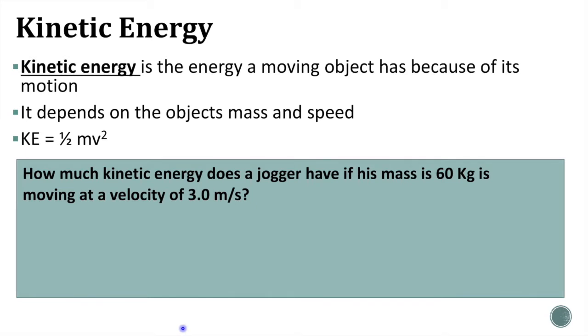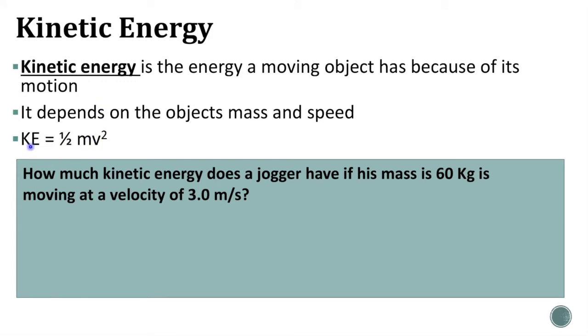Kinetic energy is the energy a moving object has because of its motion. So if an object is moving, then it has kinetic energy. The amount of kinetic energy the object has is going to depend on two things. It's going to depend on the mass of the object as well as the speed of the object, or really technically speed, velocity, all right? Because in your formula, you're going to see those two variables. You're going to see mass and velocity.